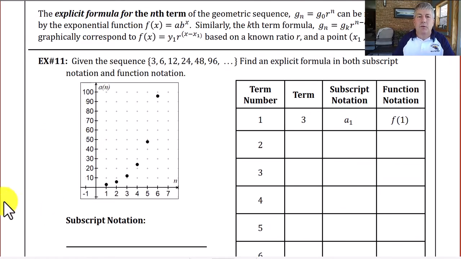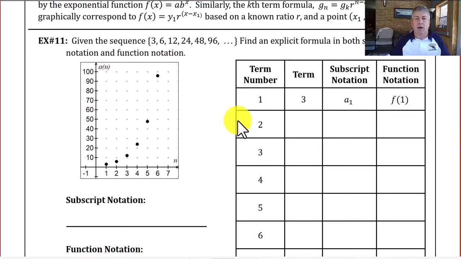So what we've been doing in the last couple problems is we've been writing an explicit formula for the nth term of a geometric sequence. And it can be modeled using an exponential growth or decay formula is really what we're doing. So we're given a sequence of 3, 6, 12, 24, 48, 96. Find an explicit formula in both subscript notation and function notation.